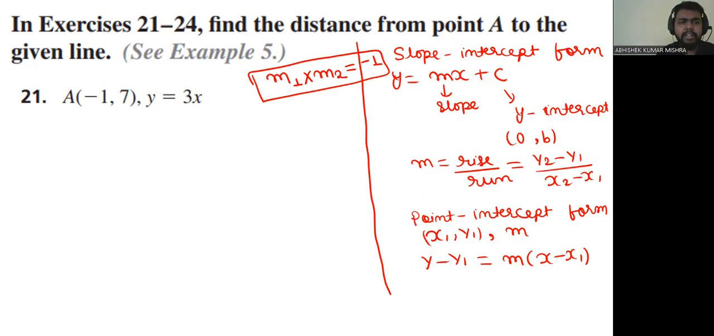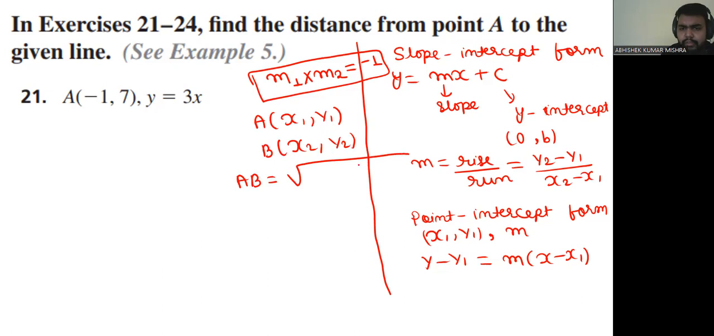You might know the distance formula as well, how we find the distance between two given points. Suppose there is a point A whose coordinates are x1 and y1, and suppose there is a point B whose coordinates are x2 and y2. Then the distance AB we can find by the square root of (x2 minus x1) whole square plus (y2 minus y1) whole square. So that's the formula you need to understand as well.